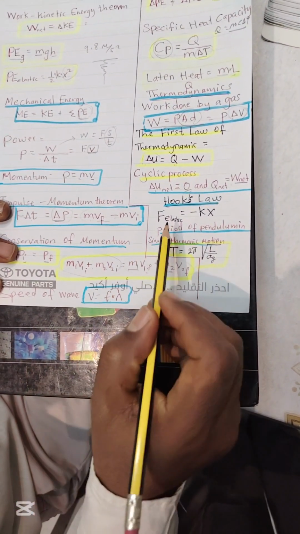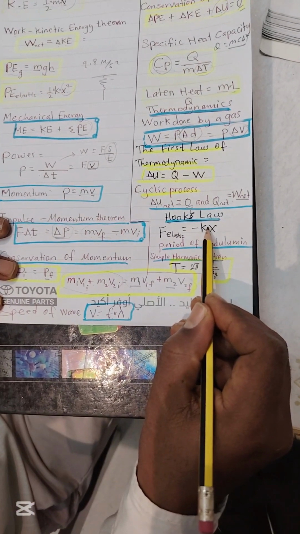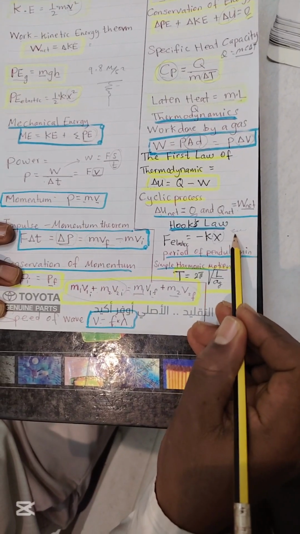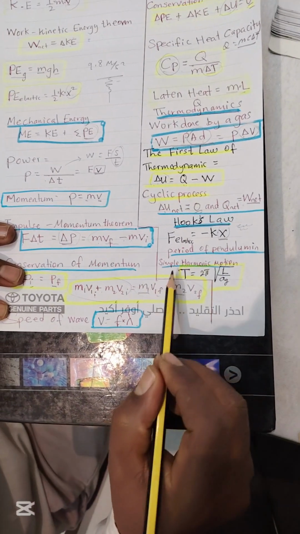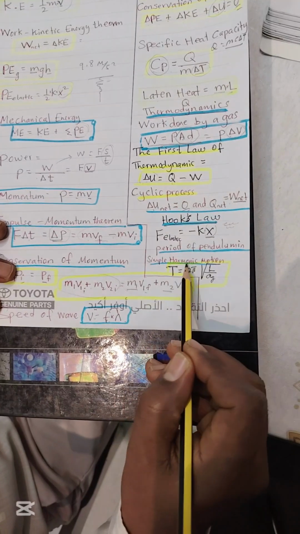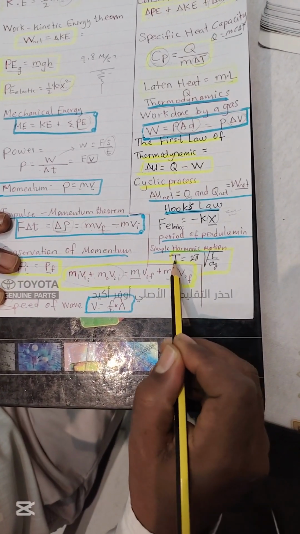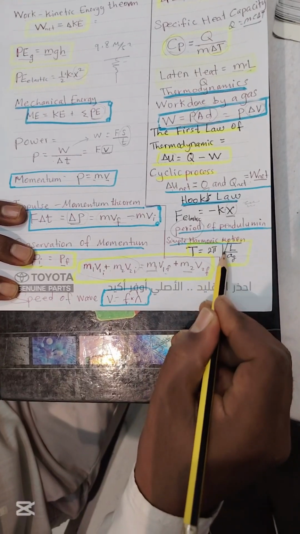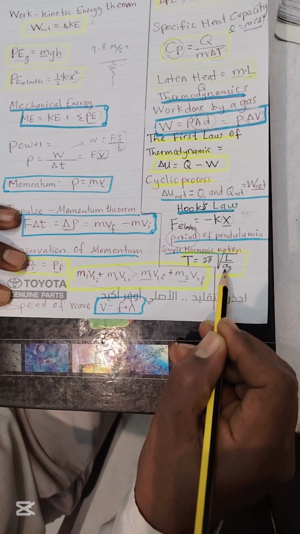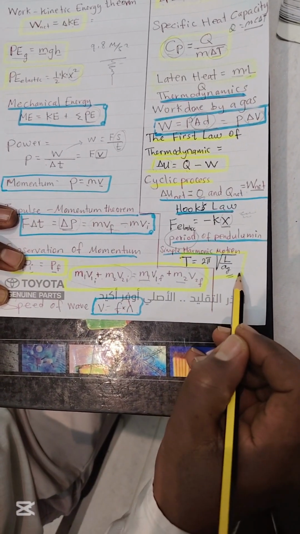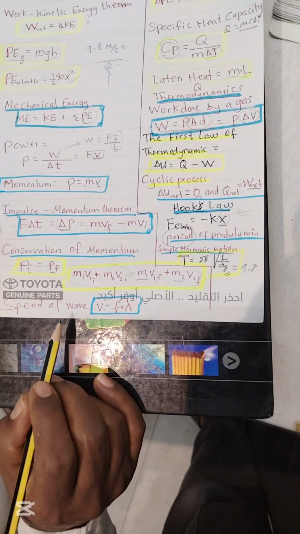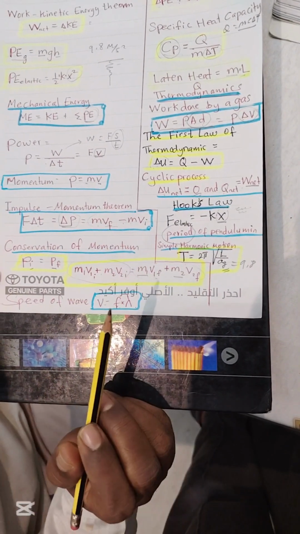Hooke's law states that force is equal to the k constant times extension in meters. Sometimes if it is given in centimeters or millimeters, we should change it into meters. Period of a pendulum in simple harmonic motion: T, where T is the period or time, is equal to 2 times pi times the square root of length divided by acceleration due to gravity. Acceleration due to gravity is 9.8 meters per second squared. These are important formulas.